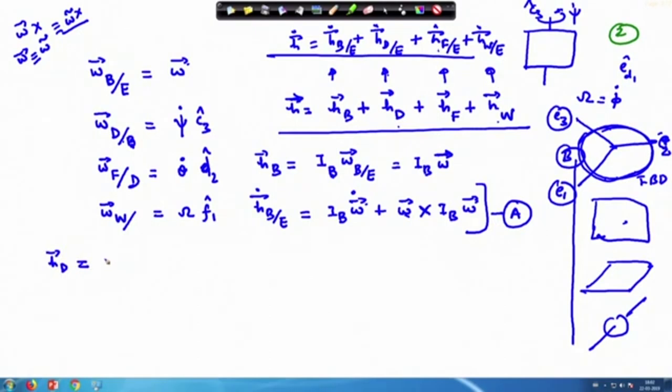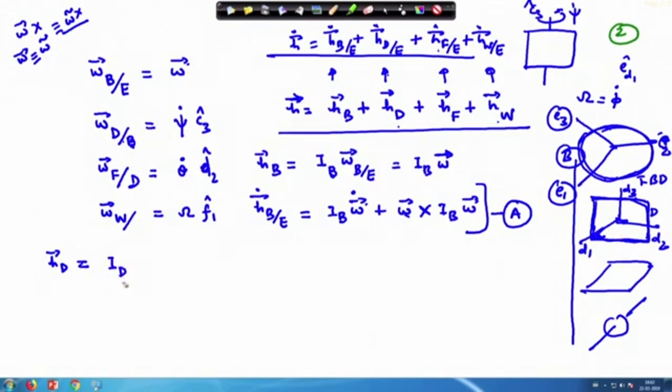H_D, now this is your D frame. So to this D frame, we have attached a frame which is D1, D2 and D3, and this frame will be rotating with respect to the satellite. So in the D frame, the moment of inertia, because it is fixed to the outer frame and rotating along with the outer frame, is not going to change, and it makes it easier to write.